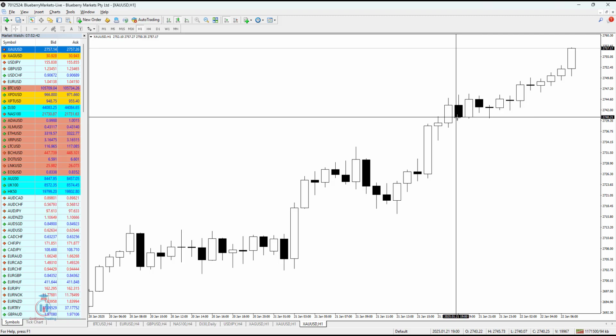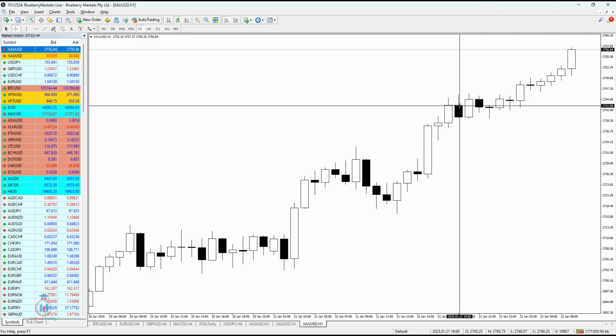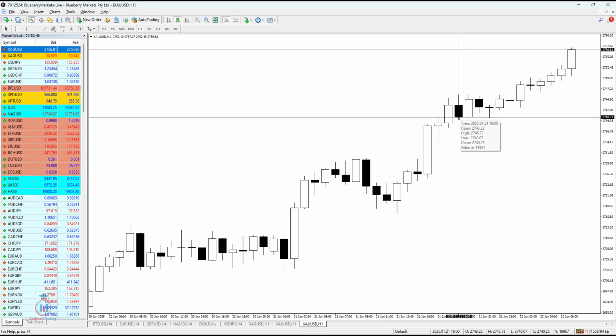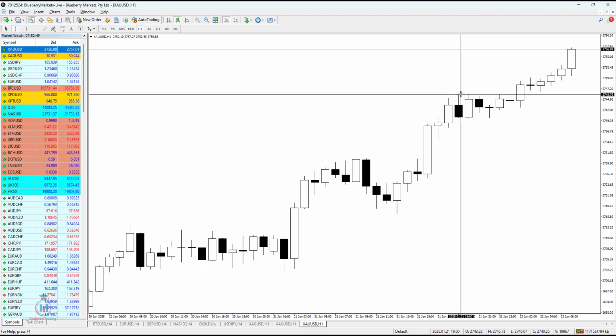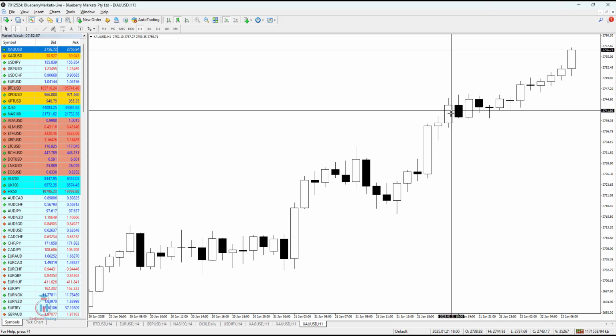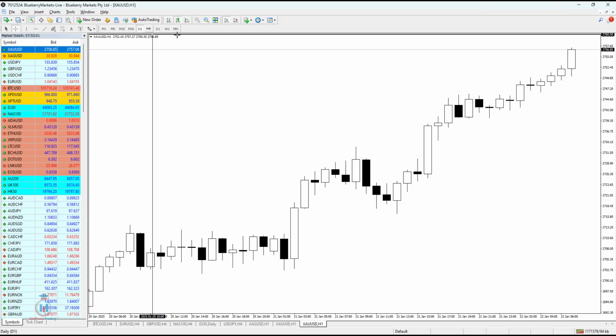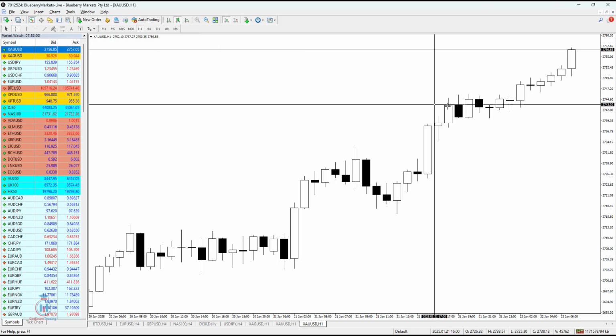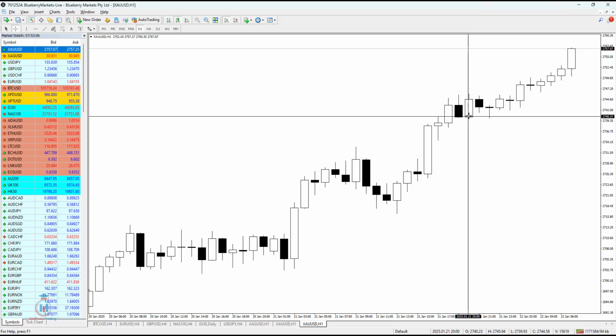When I see the black candle, that means the open price was higher than the close price. And you can see that the highest price of this candle was here, and the lowest price was very close to the close price here. So these are the 4 characteristics of each of these candles, which is defined by the time frame. We are currently on the 1 hour time frame, so each candle here represents 1 hour.